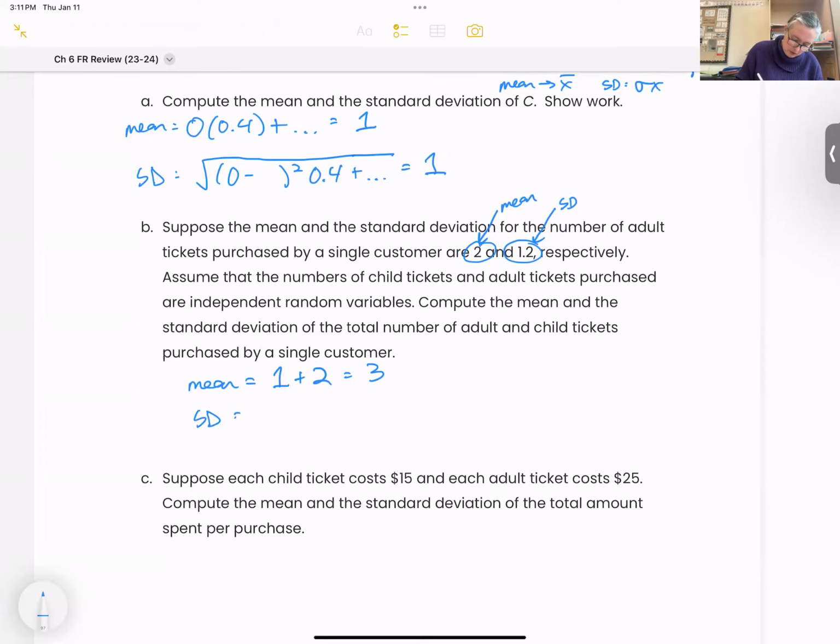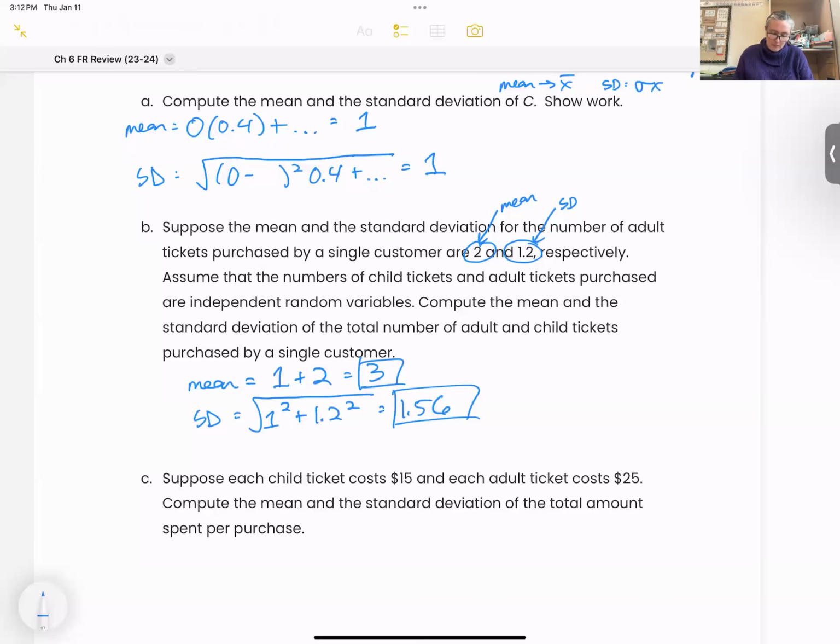And then the standard deviations are not intuitive. You cannot add the standard deviations directly. You have to square them to get variances, add those, and then square root to get back to standard deviations. So my first standard deviation is 1 squared plus 1.2 squared. And then square root that to get it back to standard deviation. And if I do that on the calculator, I get 1.56.